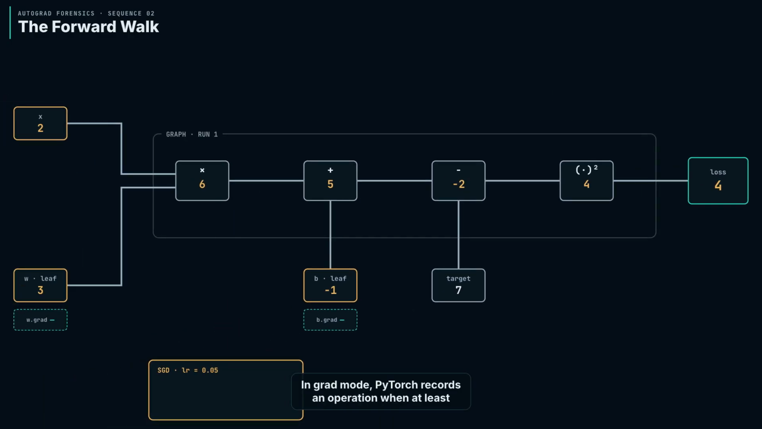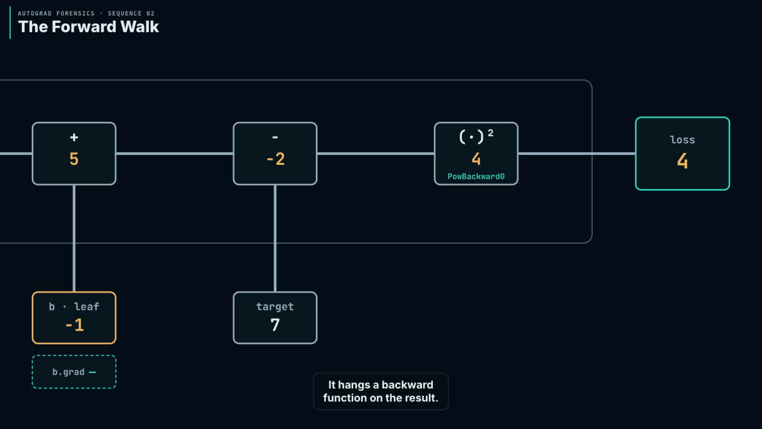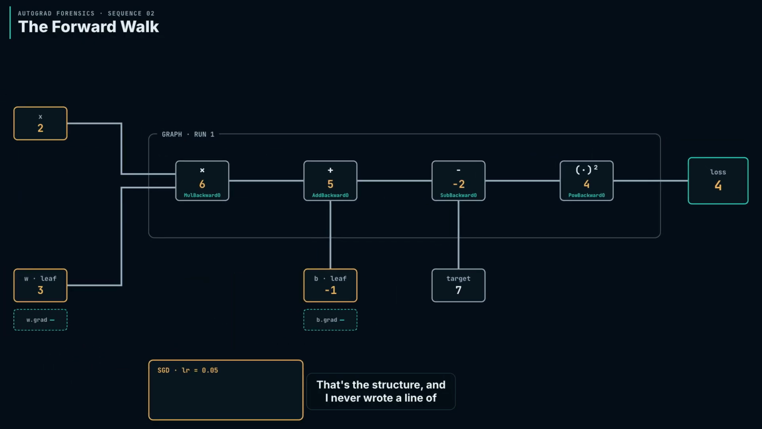In grad mode, PyTorch records an operation when at least one input requires gradients. It hangs a backward function on the result. The loss came back with grad_fn of PowBackward0 and the prediction with AddBackward0. That's the structure, and I never wrote a line of it.